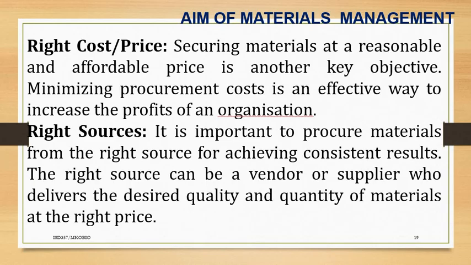And then we have the right cost as an aim of materials management. We are not just sourcing materials for nothing, but we must make sure that we get the most cost-effective one. I hope you're getting it. Sourcing or securing material at a reasonable and affordable price. So we have to minimize procurement cost as an effective way to increase the profit. If you get a lower cost of raw materials, you'll be able to price your product in a way that you get higher profit. Are we good? So we are not just purchasing, but we have to purchase at the right cost or price. Are we getting an understanding?